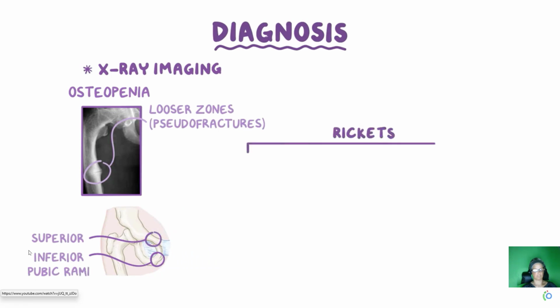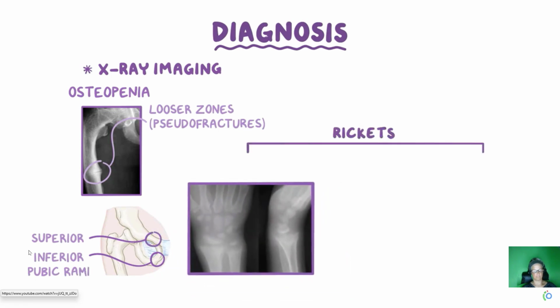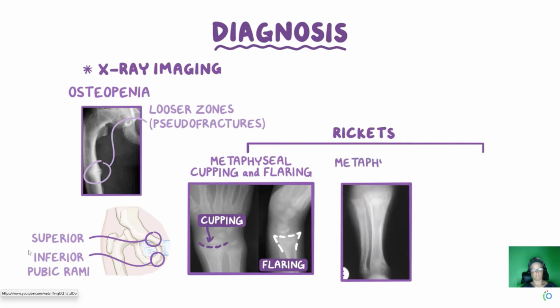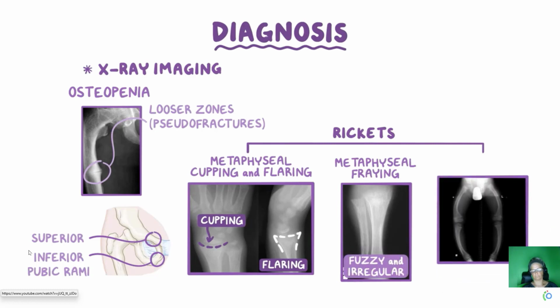In rickets, an X-ray image of the wrist and long bone metaphyses might demonstrate metaphyseal cupping and flaring. With metaphyseal cupping, the edges of the metaphysis widen laterally, like flared jeans, and the metaphysis itself drops inwards towards the diaphysis, which makes it look a bit like a cup. Another X-ray finding in rickets is metaphyseal fraying. Instead of the metaphyseal surface appearing smooth, it appears fuzzy and irregular. Finally, another X-ray finding with rickets may be bowing of the legs.